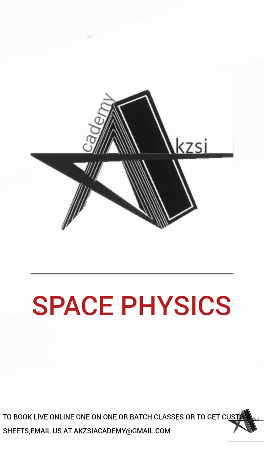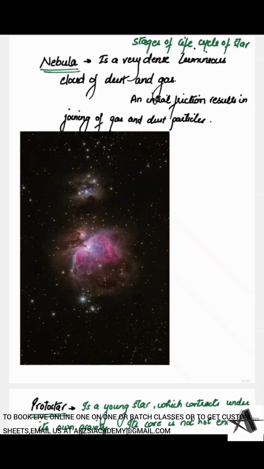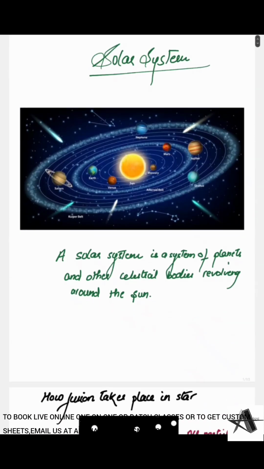So let me come back to this, which is our astronomy, space physics. As I told you, we will start this with the solar system. This is our solar system. You can see at the very center is the heaviest and glowing sun right here, and all the planets are revolving around this one. This is Jupiter, this is Mars, this is Neptune, this is Earth, Venus, and so on.